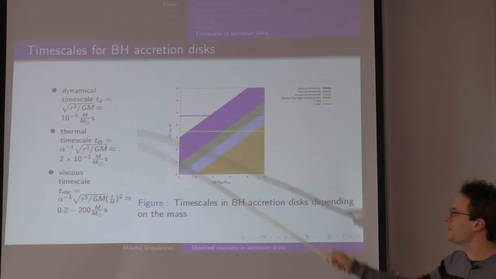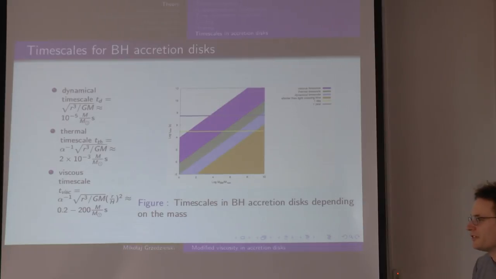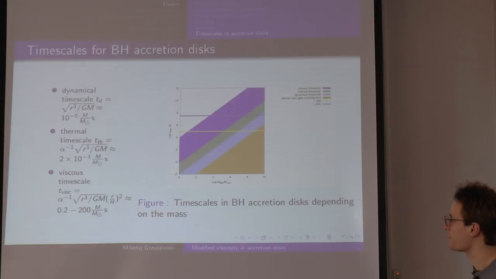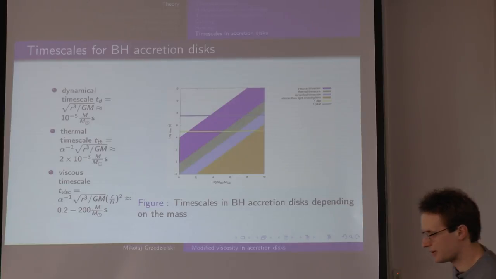So this is an approximation because that instability involves only the internal regions of the disk. It's not an approximation because you have a formula, you substitute R and you get the number. So it's not an approximation. Mass is equal to the mass of the sun. You get 10 to the minus 5 seconds for a certain R.